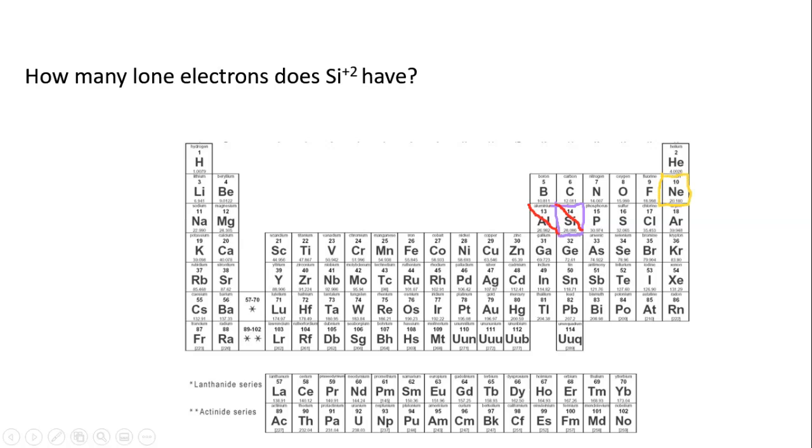After neon, we have a filled s orbital. And since it's on the 3rd row, this is 3s. And so for silicon 2 plus, it would be neon 3s2. And since it has a completely filled s orbital, it has 0 lone electrons. It is diamagnetic.